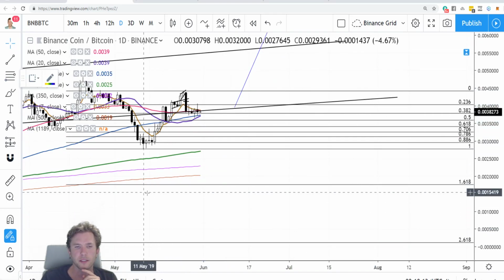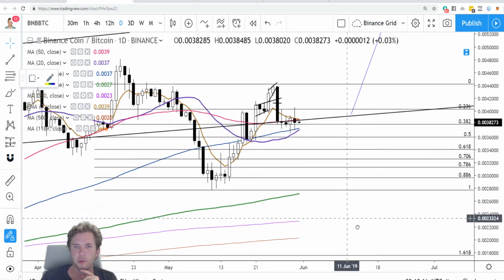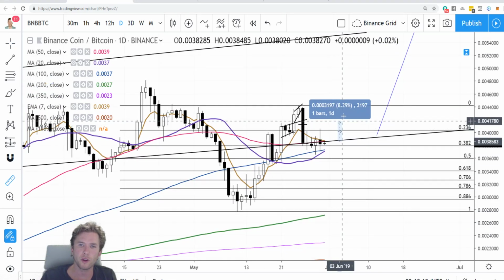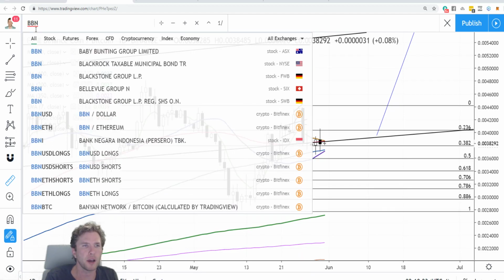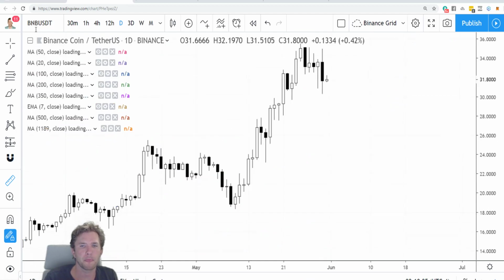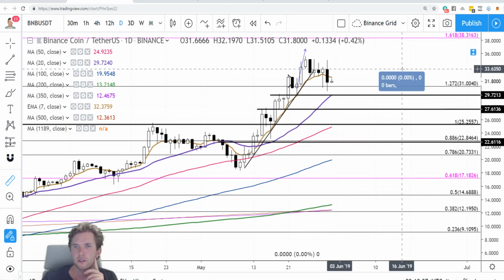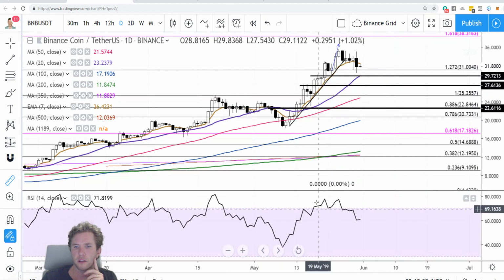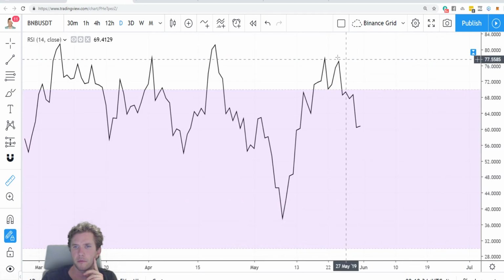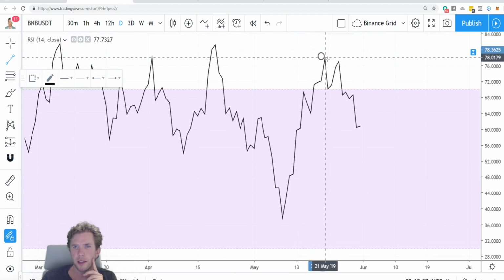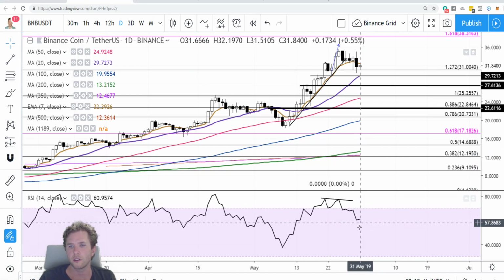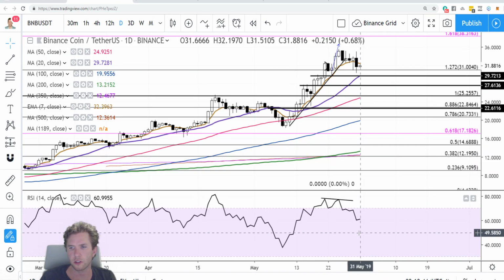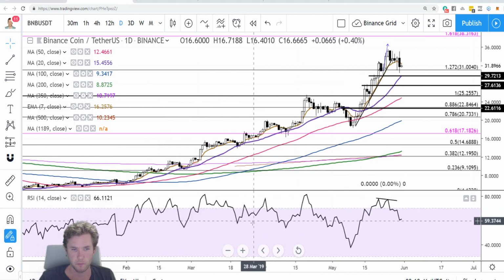The problem is if Bitcoin decides to dump more, the Bitcoin pair could go up, but the BNB USDT pair might not go up. So we got this double top, sort of bearish double top, with bearish divergence on the daily for BNB. So a good place to look to long is usually around the 50 RSI.